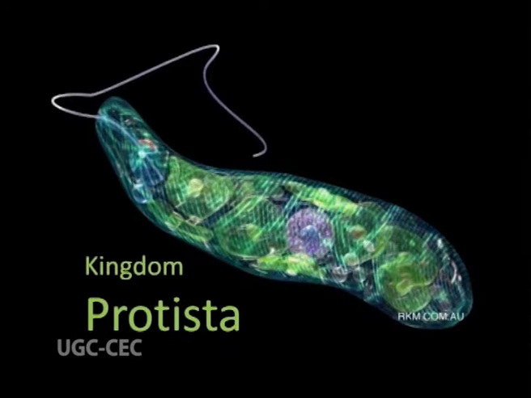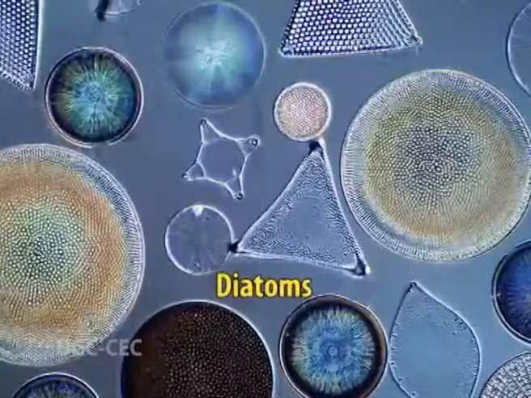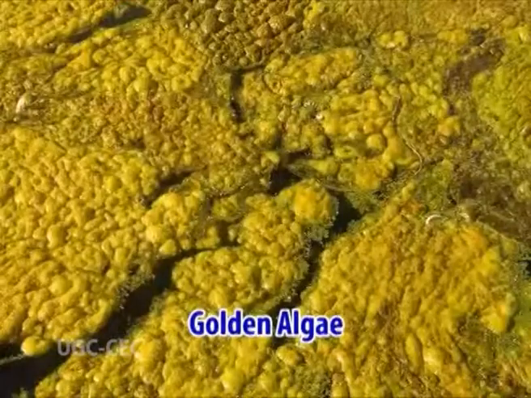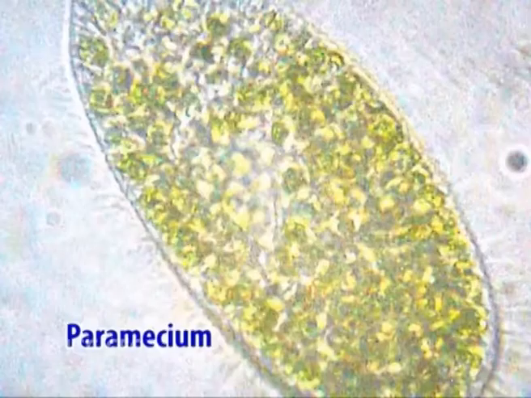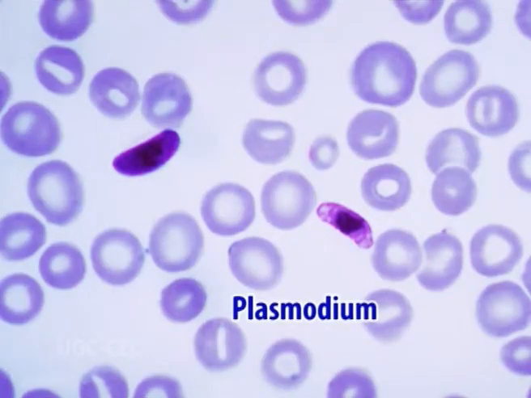Kingdom Protista. Protista are single-celled eukaryotes and are mainly aquatic. It includes diatoms, golden algae, euglena and protozoans like amoeba, paramecium, plasmodium, etc. They are mostly marine and photosynthetic.